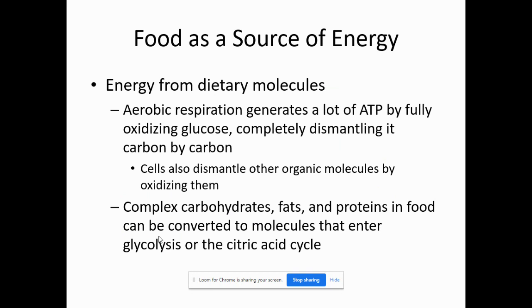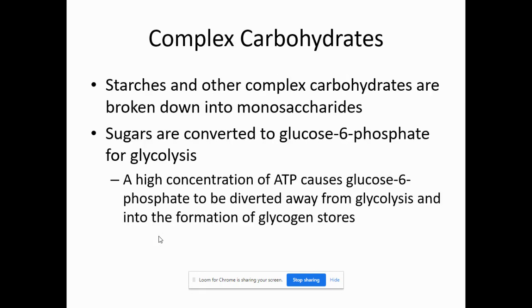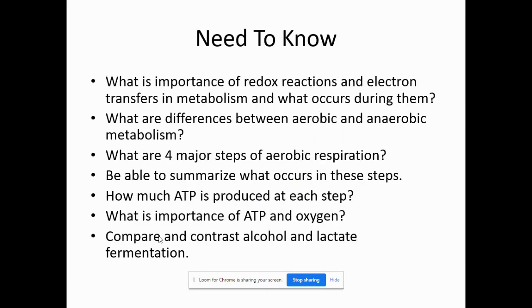All right, so we'll disregard these last few slides. Here's your need to know slide, okay? So why are redox reactions important in cellular respiration as well as electron transfer chains? And what occurs during them, generally speaking. What are the major differences between aerobic and anaerobic respiration? What are the 4 major steps of aerobic respiration? And be able to summarize what occurs in those steps. Not necessarily those specific chemical reactions, but we went over the main points.